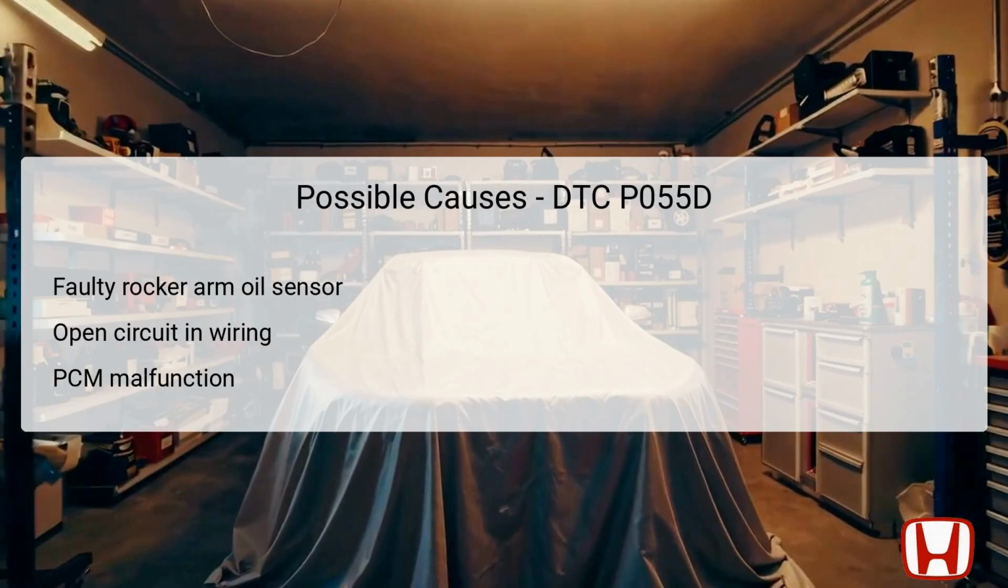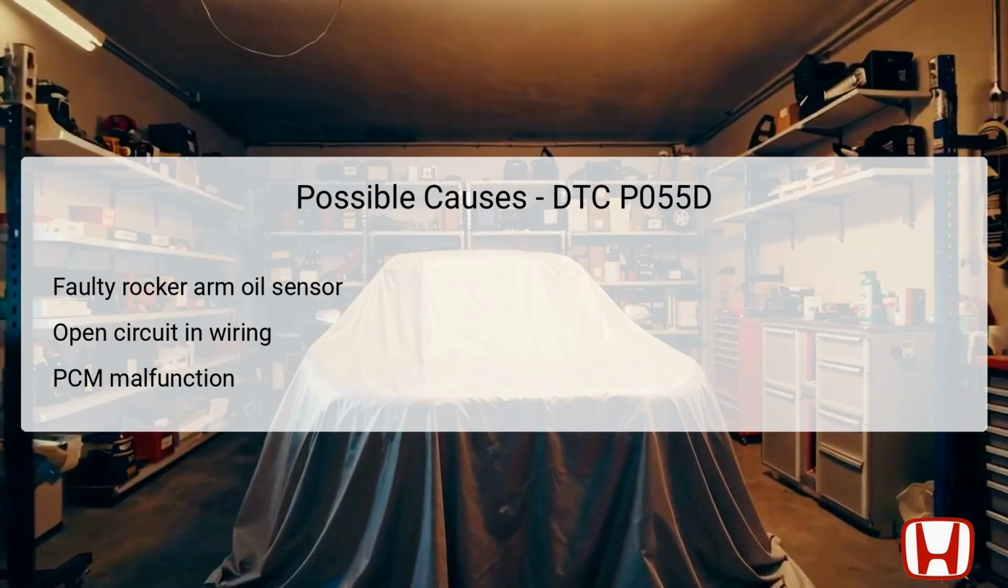There are several potential causes for the DTC P055D. First, a faulty rocker arm oil pressure sensor may directly give an abnormal voltage reading, resulting in a high voltage signal to the PCM. Second, an open circuit in the wiring, specifically within the signal return path or the ground wire, could lead to erroneous outputs.